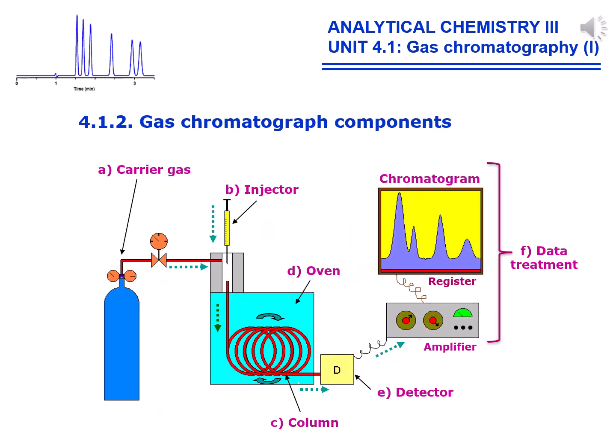A gas chromatograph is the instrument whose main function is to provide the necessary conditions for the separation of the components of a mixture. Let's go now to review the different parts of such an instrument. A, a carrier gas or mobile phase supply and inlet. B, an injection port to introduce samples and standards. C, a chromatographic column. D, a thermostatized oven. E, a detection system to generate the required information. And finally, a data recording and treatment system.